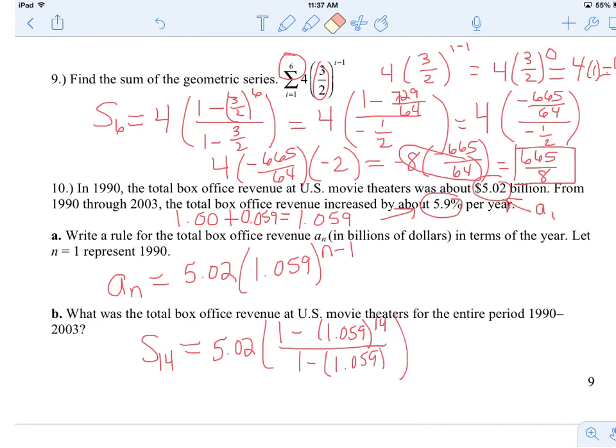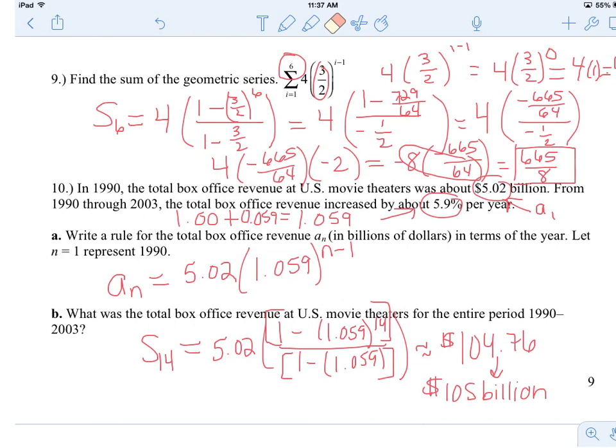So you can type that all into a calculator. Just be careful to put the numerator all in its own parentheses and the denominator in its own set of parentheses. When you type that in, you should get approximately 104.76, but remember that's in terms of billions, so it's about $105 billion in revenue.